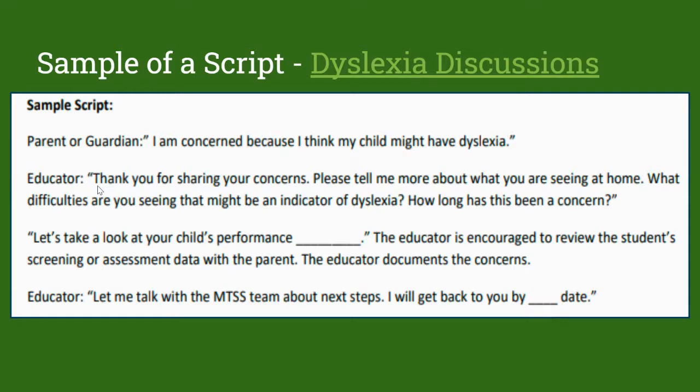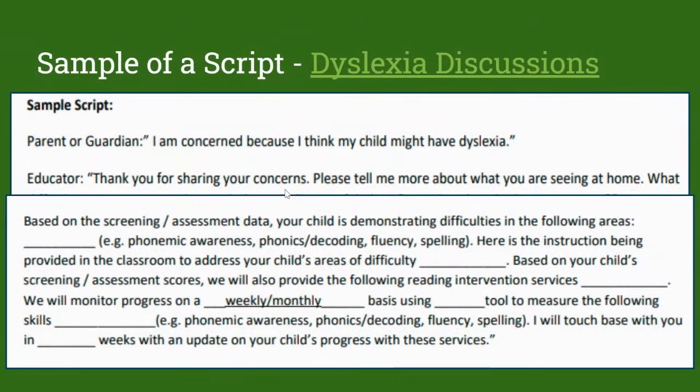For example, if you have a parent or guardian that's concerned, it says here, "I am concerned because I think my child might have dyslexia." This is a response that you can share with the parent or guardian. You just want to fill in this blank here. "Let's take a look at your child's performance." You might want to elaborate on that. And then maybe thinking about next steps and getting back to the parent, this could be your follow-up script.